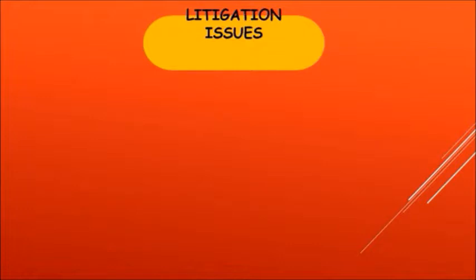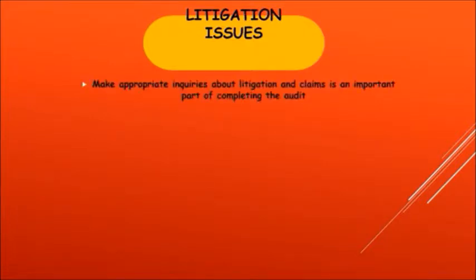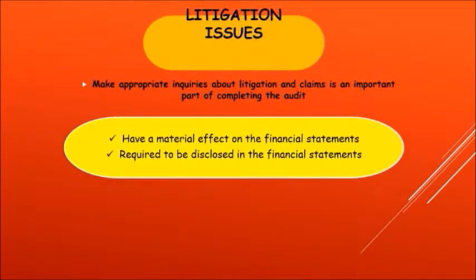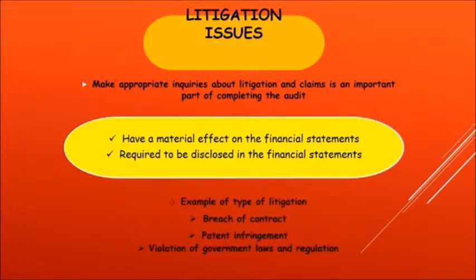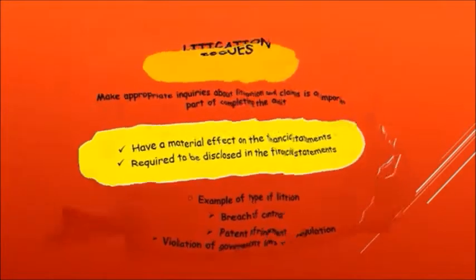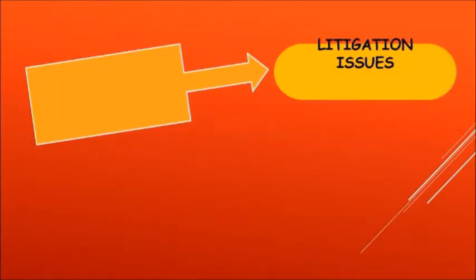Litigation issues: making appropriate inquiries about litigation and claims is an important part of completing the audit. These matters may have a material effect on the financial statements and thus are required to be disclosed in the financial statements. Examples of types of litigation are 1. Breach of contract. 2. Patent infringement. 3. Violation of government laws and regulation.